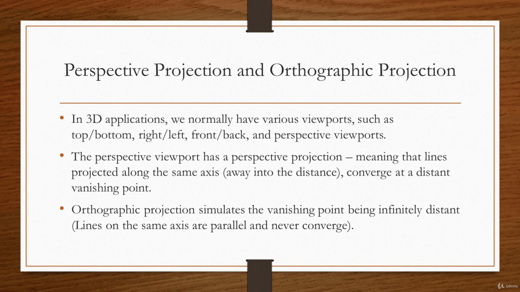And so the perspective viewport has a perspective projection, meaning that lines projected along the same axis, so away into the distance, converge at a distant vanishing point. Orthographic projection, however, simulates the vanishing point being infinitely distant. So lines on the same axis are parallel, okay, and they won't converge.